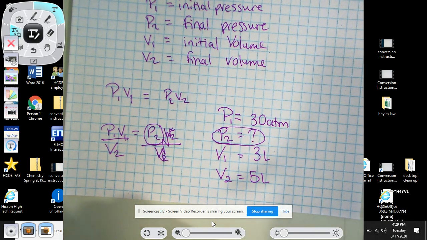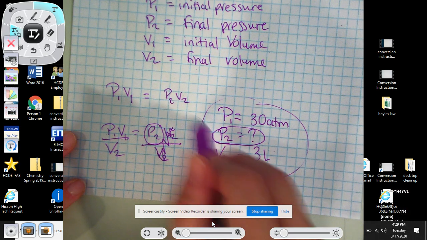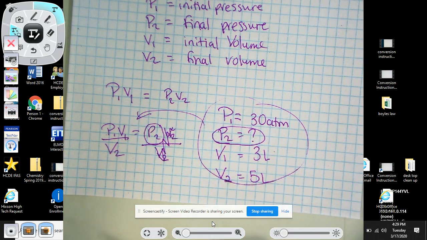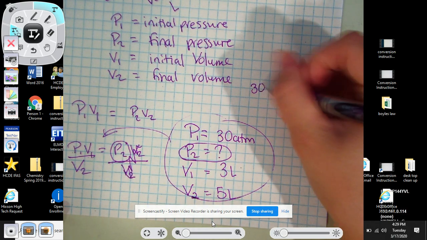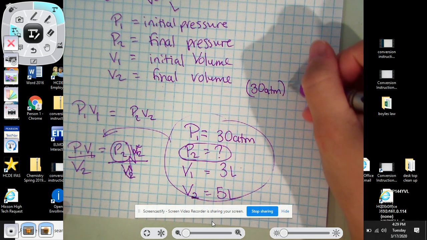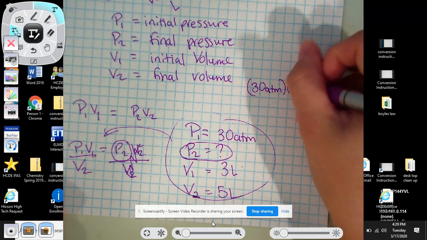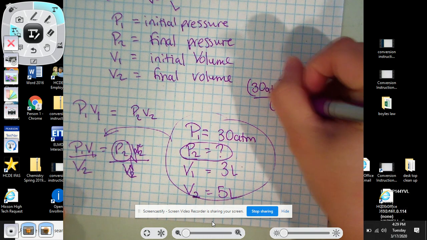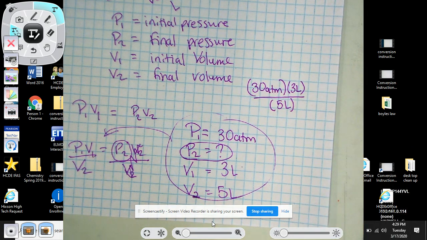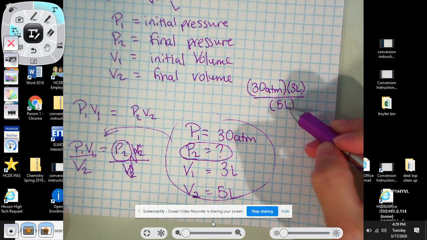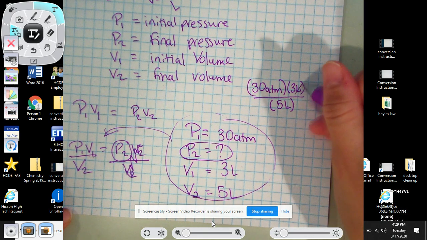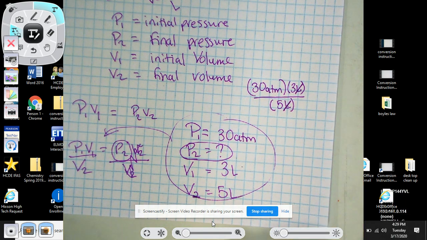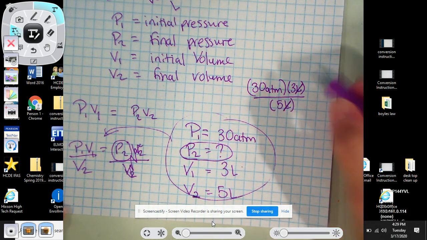Now, from here, all I do is plug all of these numbers into this equation. Easy peasy, simple math. So I'm just going to plug in P1 is 30 atmospheres. I'm going to do parentheses just to help. V1 is 3 liters divided by 5 liters. Now you'll notice these are different units. However, I do have liters on top and liters on bottom. And since I have 2 of the same units, one on top and one on bottom, those units go away. Not the whole number, just the unit, which allows me to do the math here.